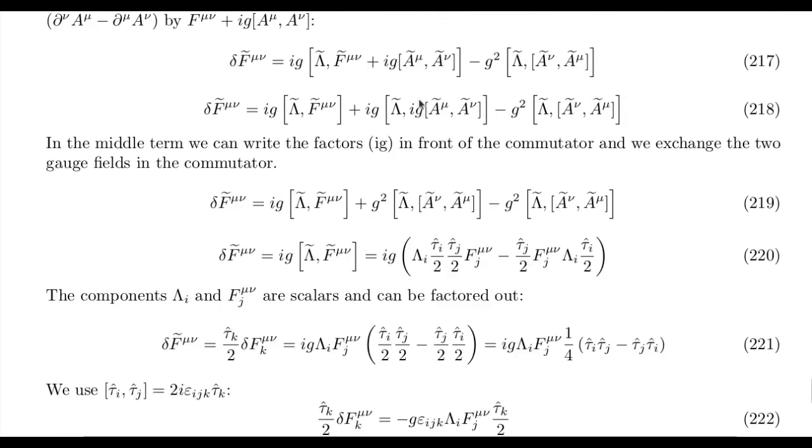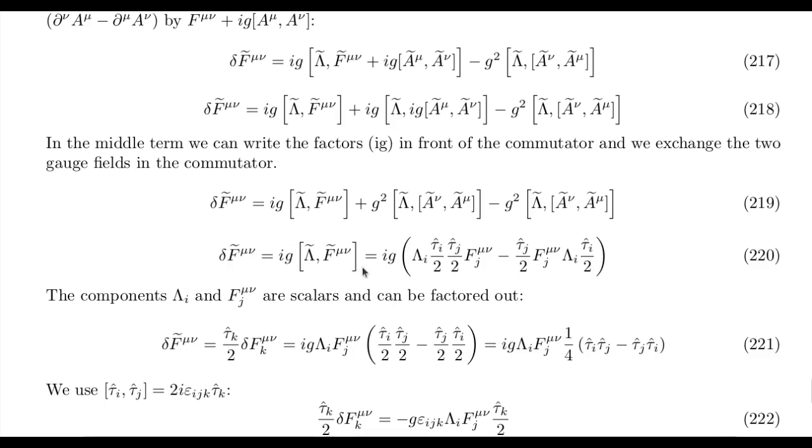Then we can factor out here the factors I and g, and I times I is -1 and g squared, and we exchange these two A's, A mu and A nu. That means we would get another minus, and minus is then again plus here. We see now that the second and third term here are identical, but they have different signs, plus and here minus. And so in 219 we can cancel out the last two terms, and the only term which stays in the equation is here the first commutator lambda F.